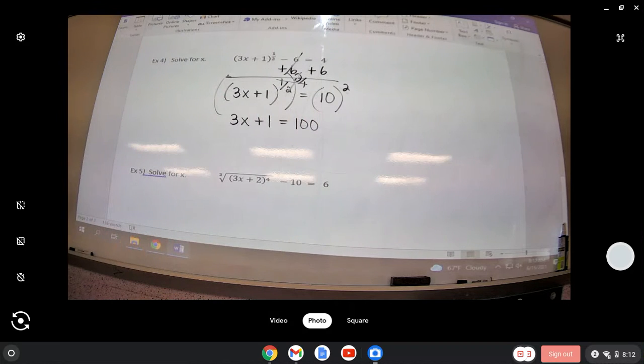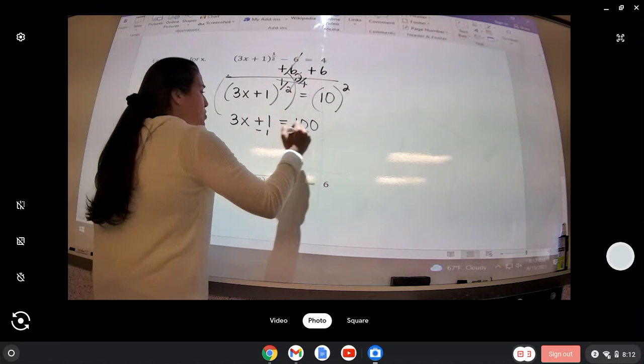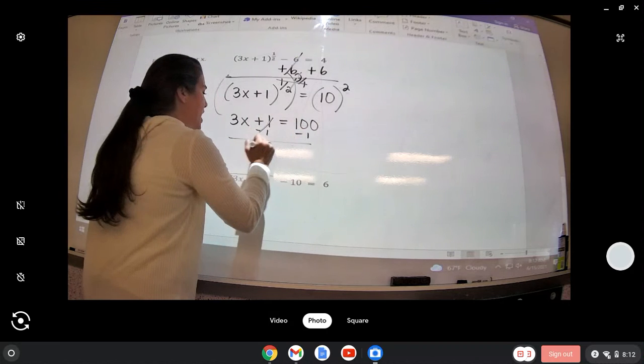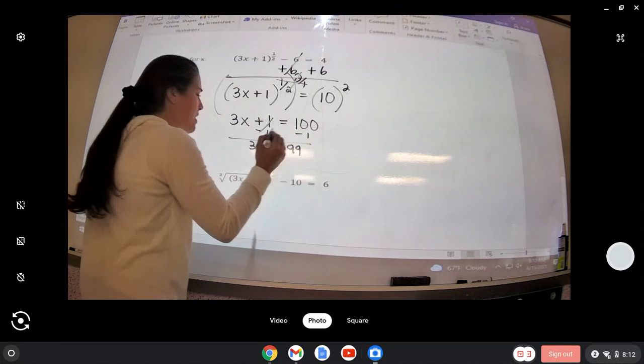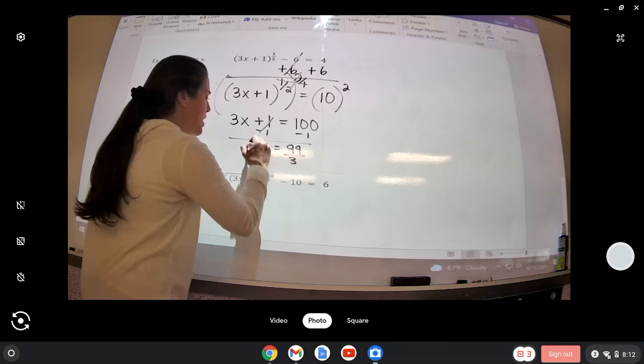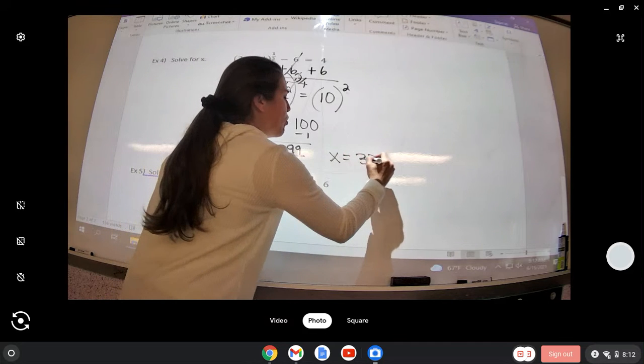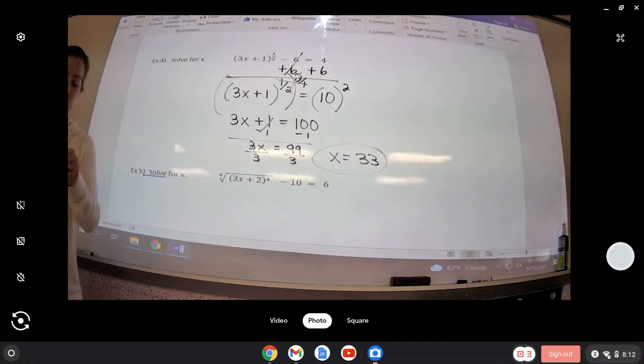And now we're just left, hopefully, with a very simple equation. We'll minus the 1. 3x equals 99. Divide both sides by 3. And x equals 33. Okay?